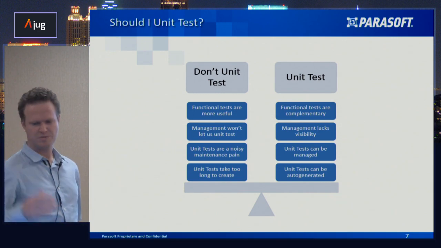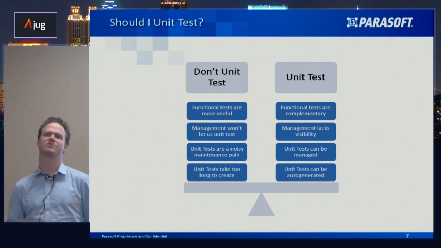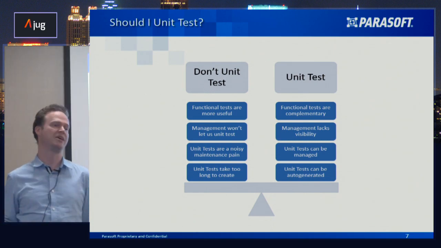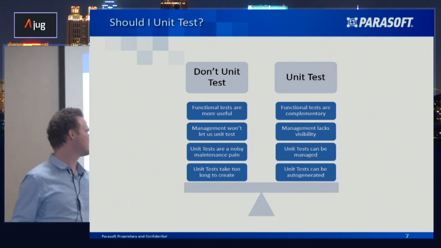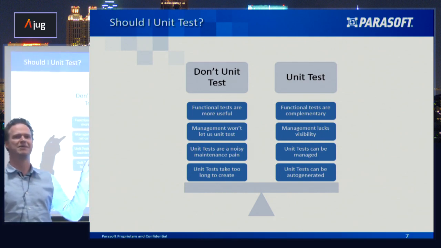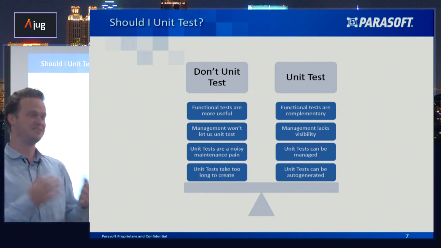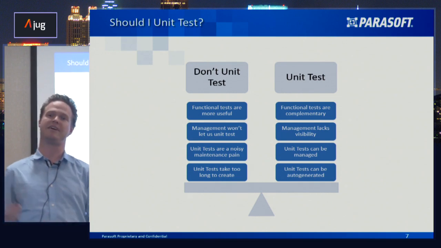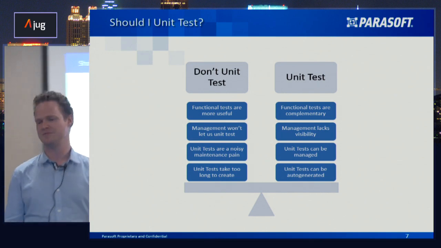OK, so when would you decide to unit test, given all of these constraints? Why would you say unit testing is for me? Well, one of the examples is they're complementary to functional tests. It's not an either-or type of game. So if you've got the integration test, you've got the functional test, you can still unit test, and you can gain a lot of value from them independently. Preaching to the choir.